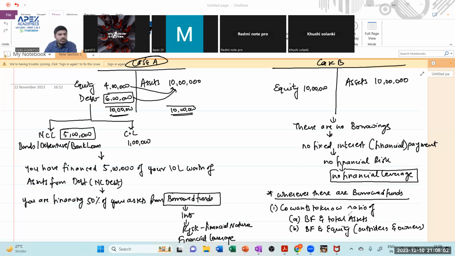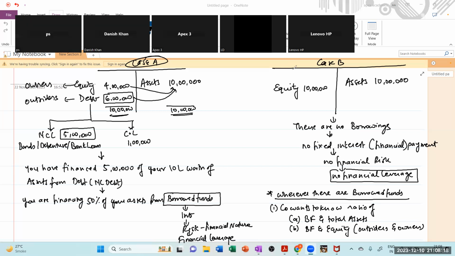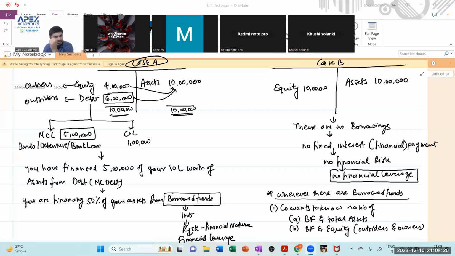Why do I use this word? My dear friends, equity are the owners of the company, whereas the providers of debt are outsiders. Do you agree with my statement that equity are the ultimate owners of the company and providers of debt are nothing but your outsiders? Debt providers are just people who have given you money on udhar, they are nothing but your outsiders. Agreed or disagreed? Please tell me that.